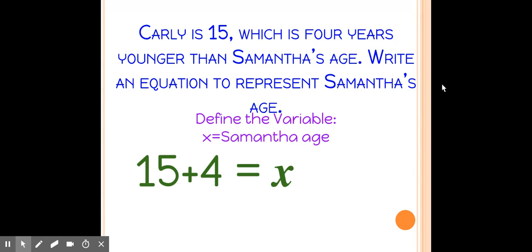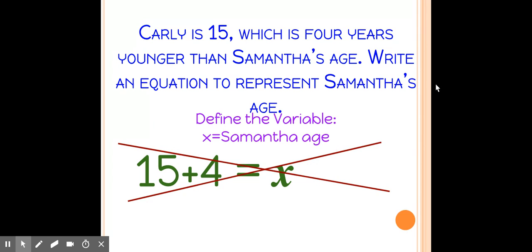You may have been tempted to write an equation that looks like this, but you have broken a very, very important rule. The variable will never be alone in the equation. If you put it alone in the equation, you are making the variable the answer instead of the solution. I'll say that again. The variable can never be all by itself in the equation. Rearrange your equation to represent the situation.